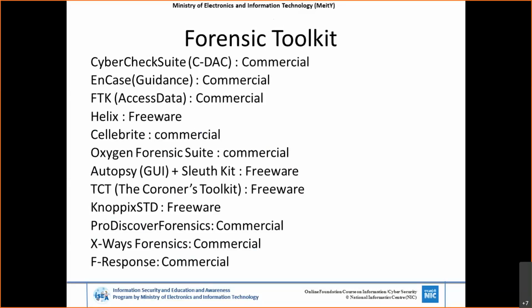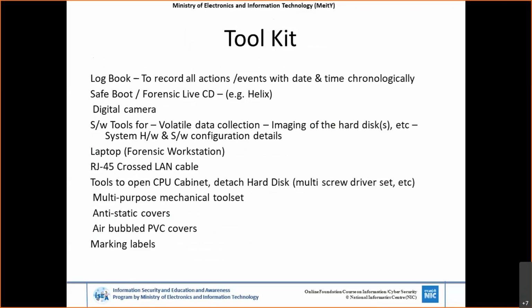Helix is a freeware. Cellebrite, which is used for mobile forensics. Oxygen Forensic Suite also for mobiles. Autopsy, which is used mainly for Linux-based systems, and Knoppix, ProDiscover Forensics. These are the list of tools popular currently. Apart from software tools, you need hardware items as well as stationery requirements. If you are marking any label, it should not be tampered with for a long time at least. To support that, you need a permanent marker also.